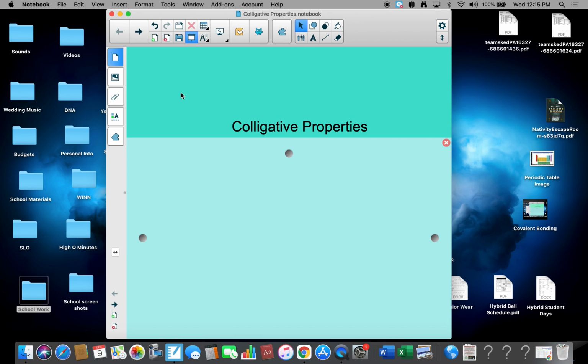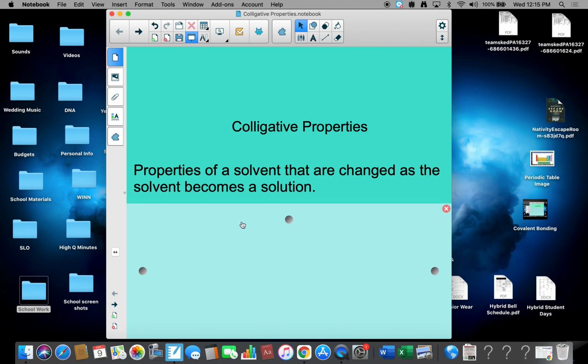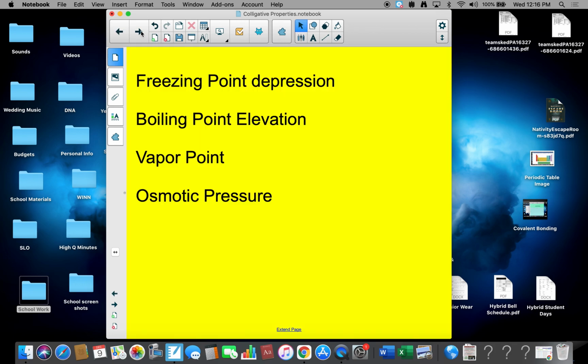And exciting and fast in world chemistry. We're looking at colligative properties today. Colligative properties are defined as properties of a solvent that are changed as a solvent becomes a solution. When we become a solution, some properties change. These properties are freezing point depression, boiling point elevation, vapor pressure, and osmotic pressure.